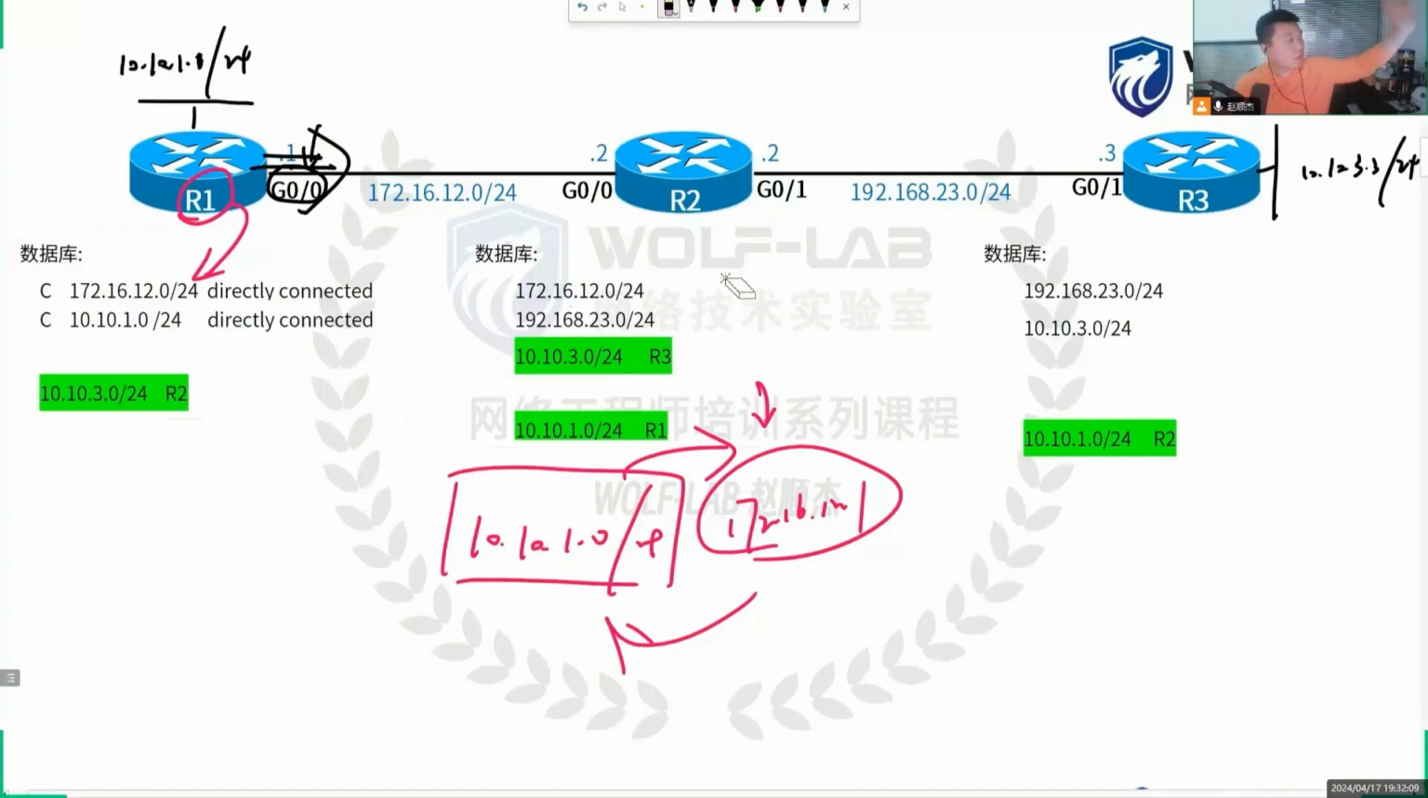Do you understand, students? Any doubts? Any confusion? Press 1. Any questions? No issues with the Distance Vector Dynamic Routing Protocol?